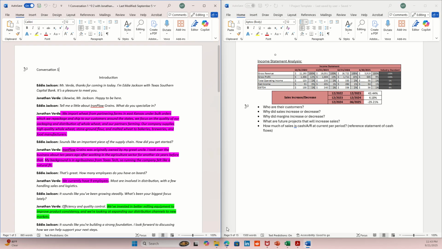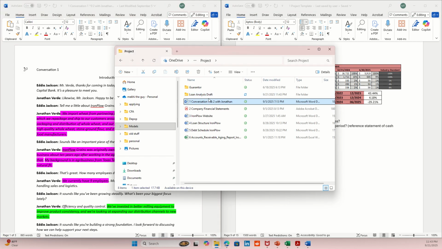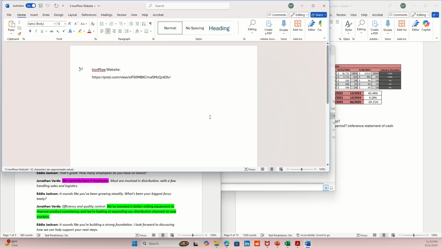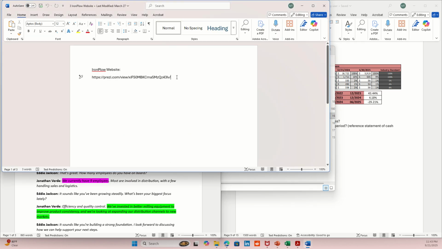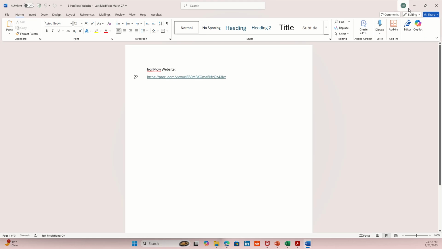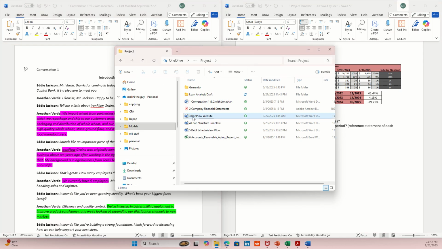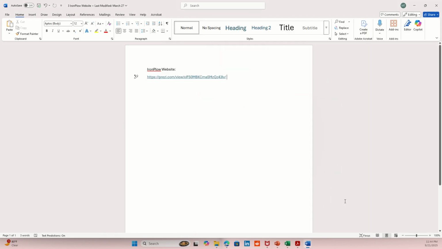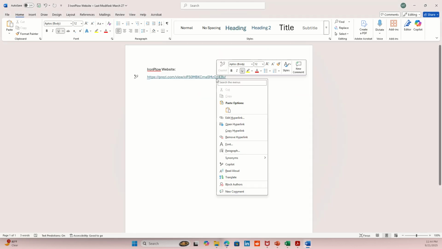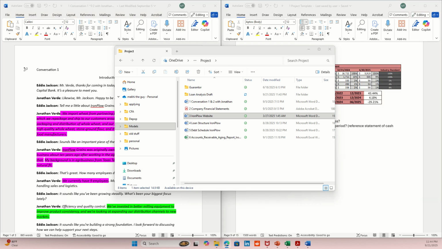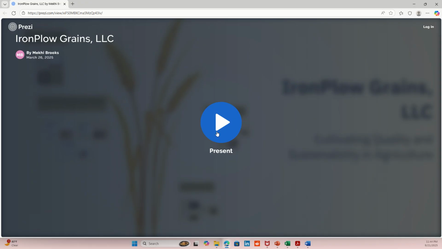So actually, there's one more thing I need y'all to open. There's something titled Iron Plow website. You need to find your company website. It's going to be file number 3, and it'll say maybe Neptune, Bryant's Beans, Titan Hall, Iron Plow. You're going to open that file, and then there's going to be a link. Control and then open hyperlink, and now you have the company's website.